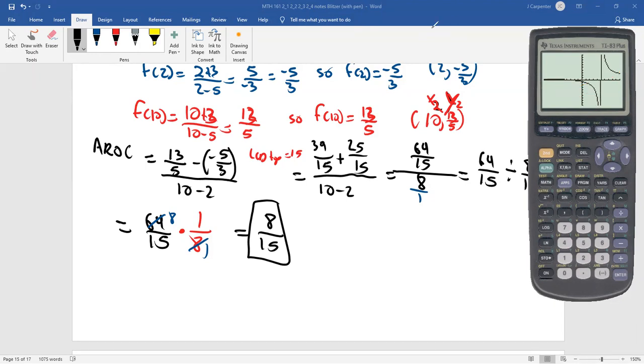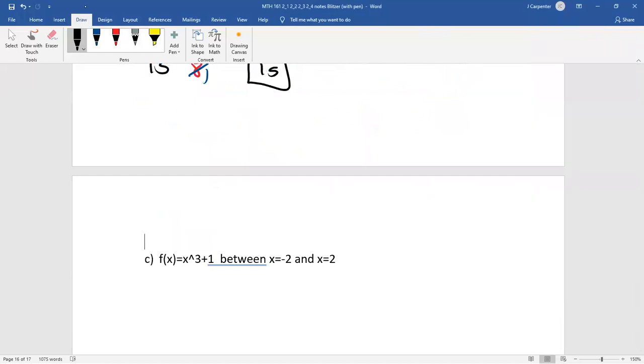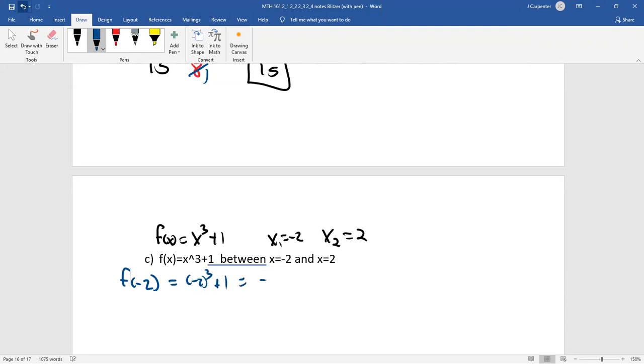All right, uno más. C, so this is f of x equals x cubed plus 1, with x1 being negative 2. I didn't write the little 1s and 2s because you don't have to technically, as long as you understand. And the x2 is 2. I could swap what I'm calling 1 and 2, it doesn't matter. So the first thing we gotta do is find f of x1, which was f of negative 2. So that'll be negative 2 to the 3rd power plus 1, which is negative 8 plus 1, which is negative 7.